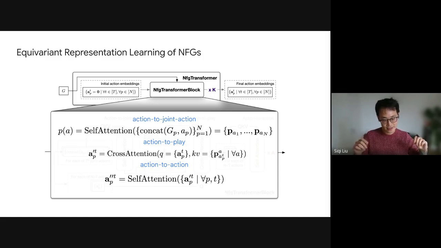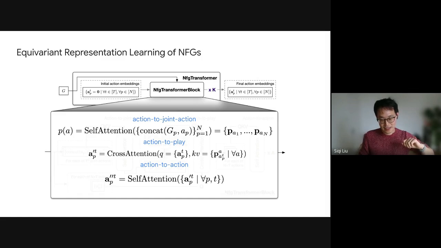Breaking it down further, this block contains three stages. The first stage is action to joint action. Here, we take any joint action A. We start off with a self-attention mechanism, which concatenates the payoff received by each player under this joint action, and then projects that into a vector representation from the perspective of every player. So you could imagine: there's this joint action that I played in, this is how much I got, this is how much everyone else got. I will look at everyone's action value information and assimilate all that information in this vector representation. This is what we refer to as a play.